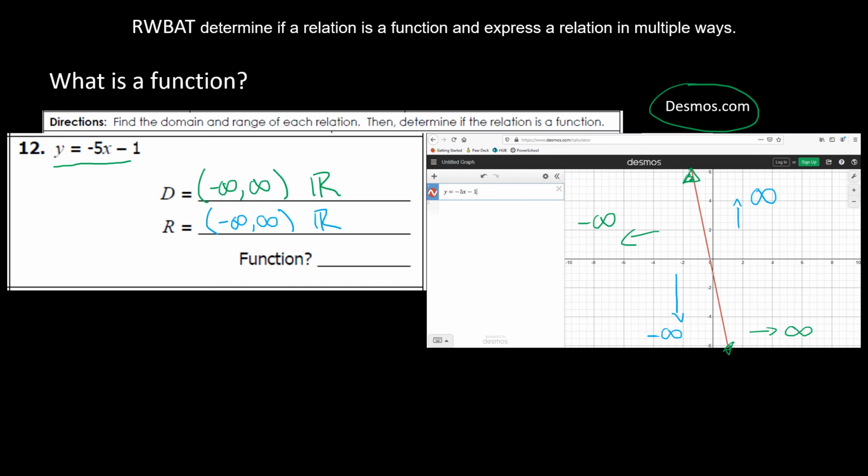So is number 12 a function? Well, is there anywhere that I could draw a vertical line that would cross this line more than once? Here's just one time. Here's just one time. So no, it only crosses one time. So is this a function? Yes, this is a function. More importantly, it's a linear function.